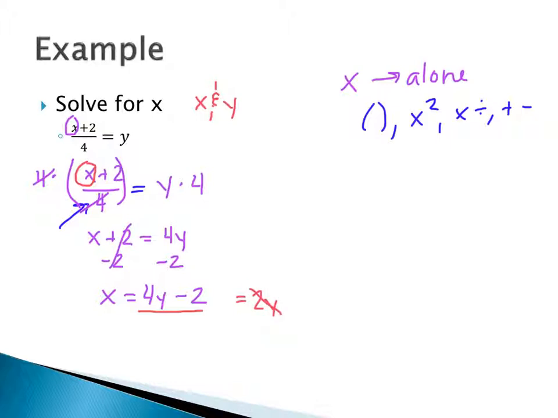So 4 is multiplied by the variable y, and then we're subtracting a constant. So the one thing to remember here is you can't combine a variable with a constant. You must combine like variables, and you can only combine constants together. So in the end, this becomes our answer. x is going to be represented as 4y minus 2.